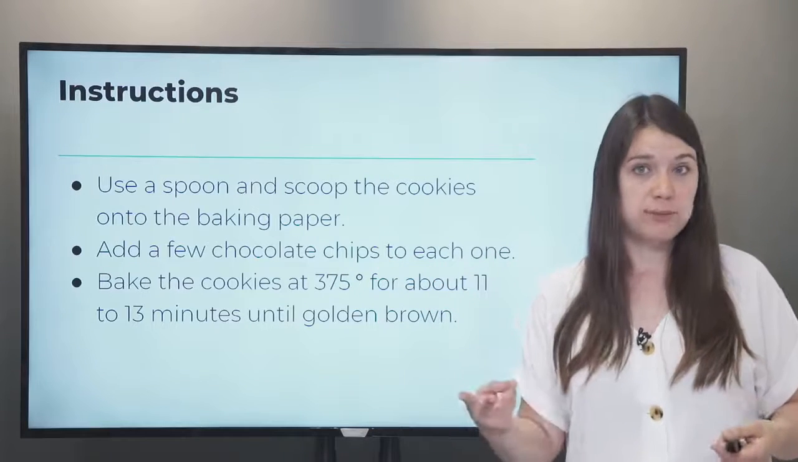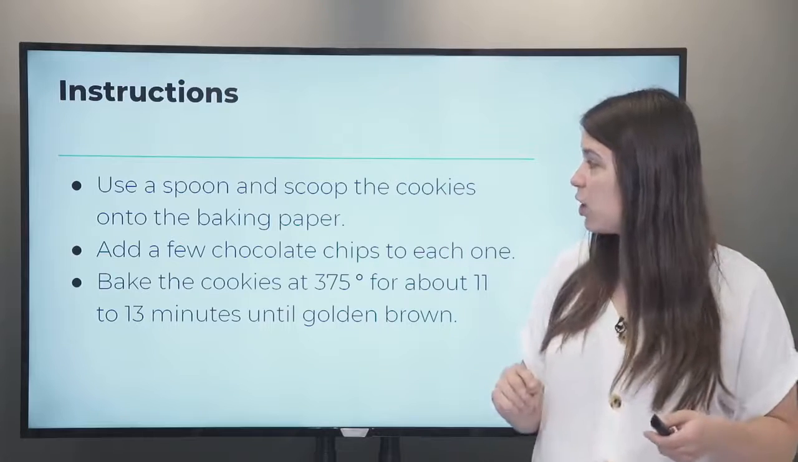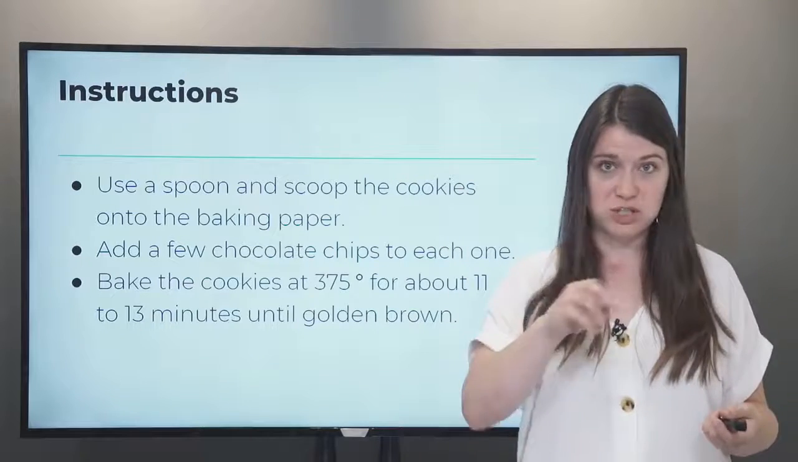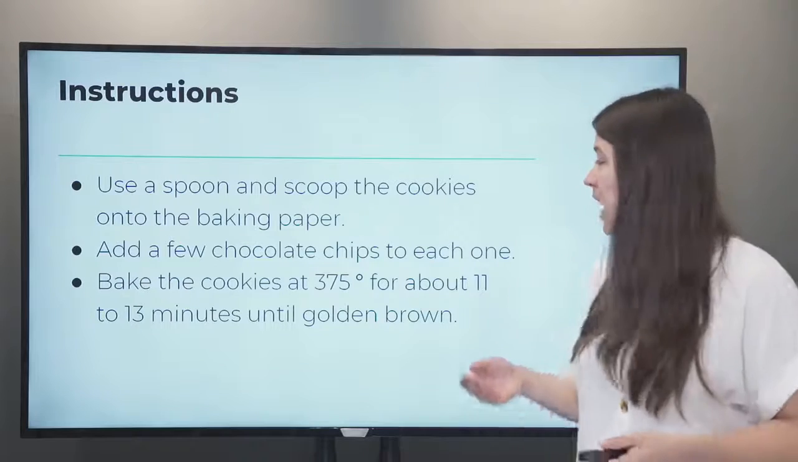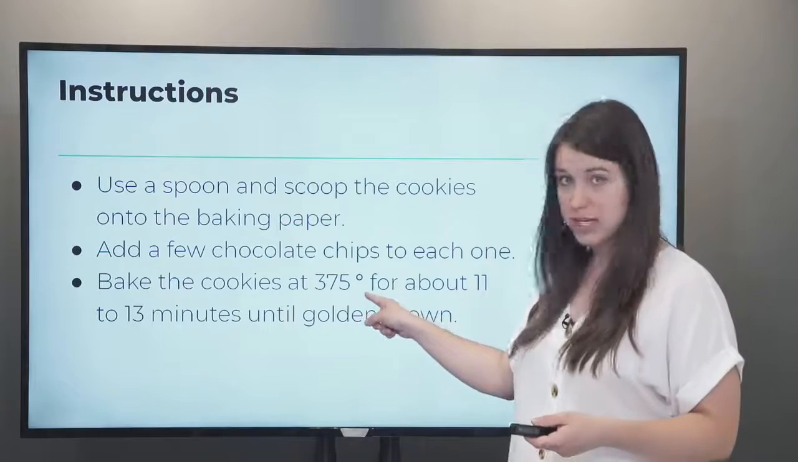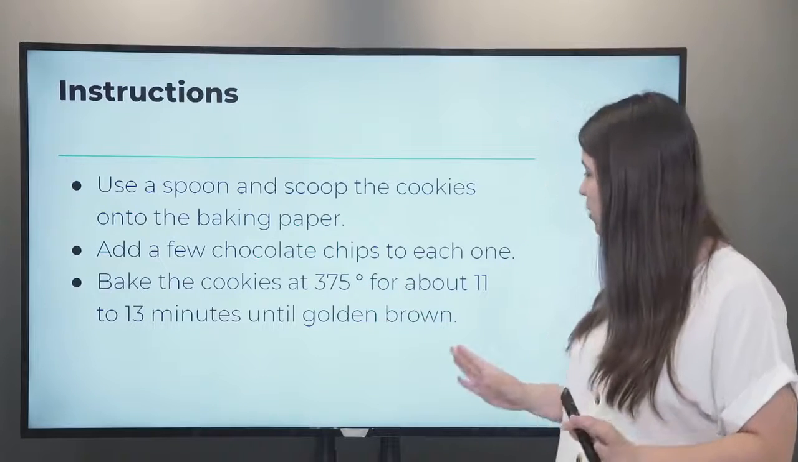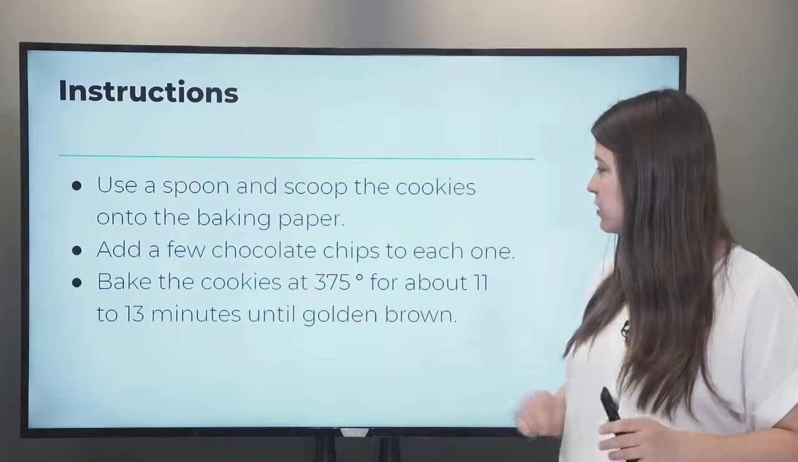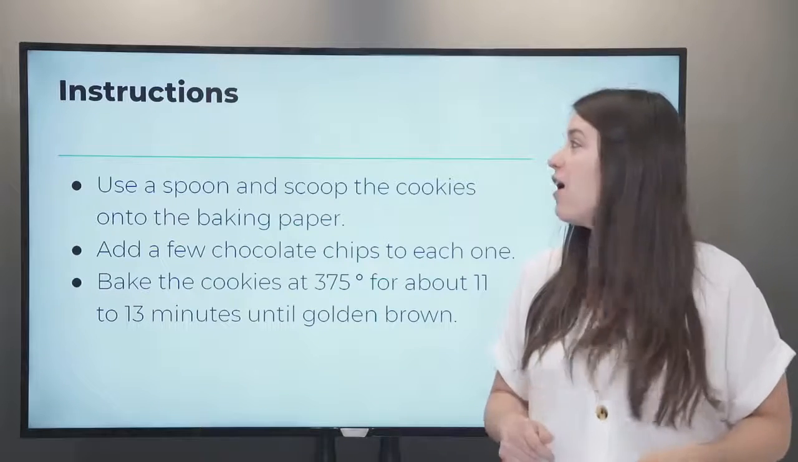So you have 2 options. You can either mix them together with your dough, or you can add them after. So just a few chocolate chips, and then you're going to bake the cookies at 375 degrees. So make sure that your oven says 375 for about 11 to 13 minutes until golden brown, okay? Until the cookies are done.